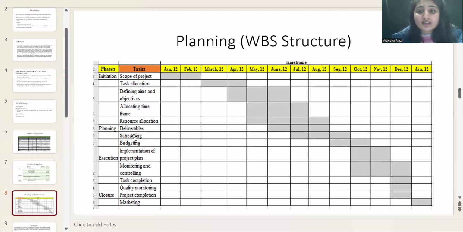Planning phase: deliverables and scheduling. When I developed this work breakdown structure, I saw how, in the closure stage, the time frame is needed to implement the whole project in rural areas of Pakistan. Now I discuss the execution stage.